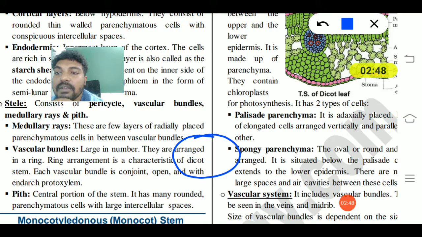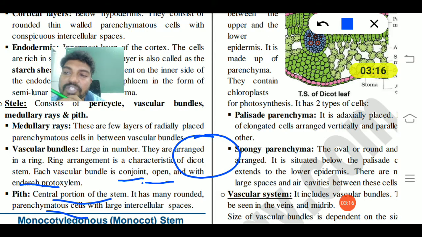Each vascular bundle is conjoint, meaning the xylem and phloem lie on the same radius, and open, meaning vascular cambium is present between xylem and phloem. The protoxylem is endarch, facing towards the pith; a stem always has endarch protoxylem. This is the characteristic of the vascular bundles. The pith is the central portion of the stem, mainly rounded parenchymatous cells with large intercellular spaces.